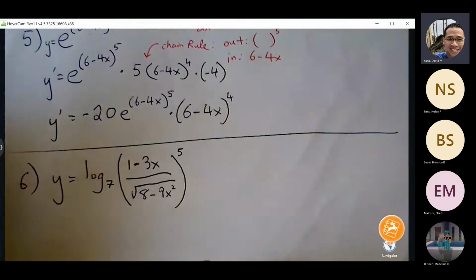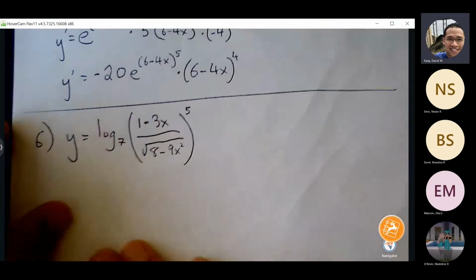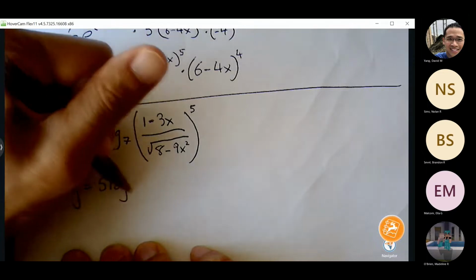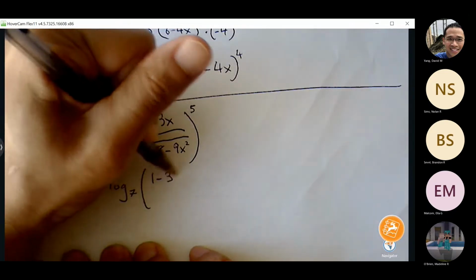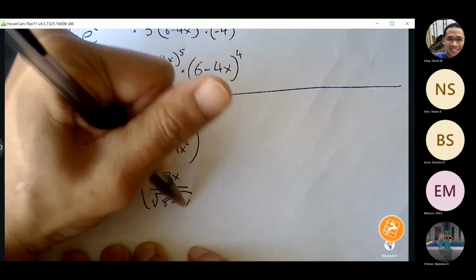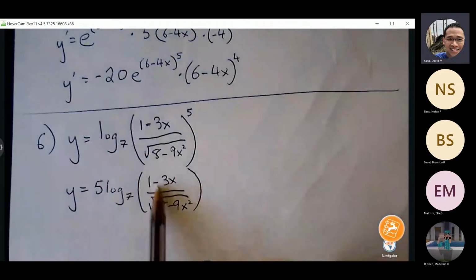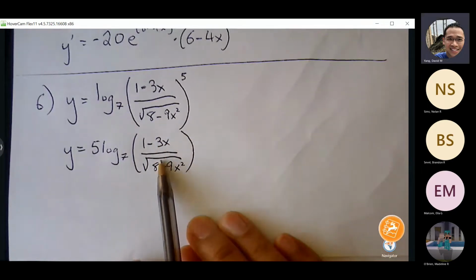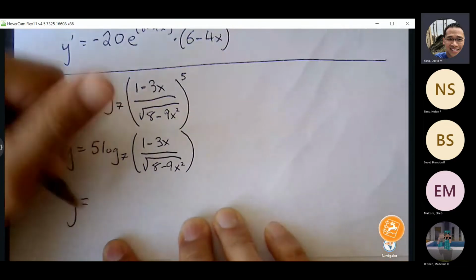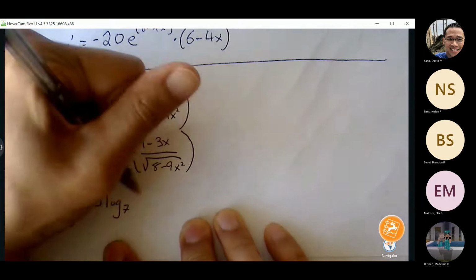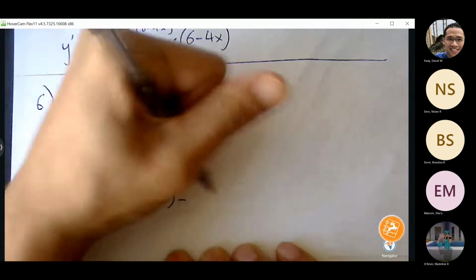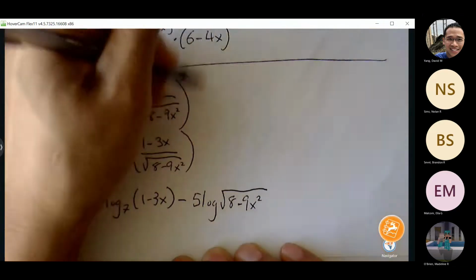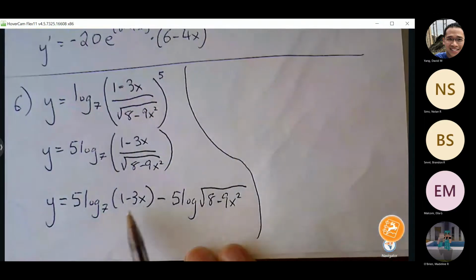All right, look at number 6 here. We definitely don't want to do our derivative just yet, especially if we have these nice expansion properties. So I'll bring the 5 down first. And then within my log expression, I can expand this, right? Log of a over b equals log of a minus log of b. That 5 will just tag along to both terms.